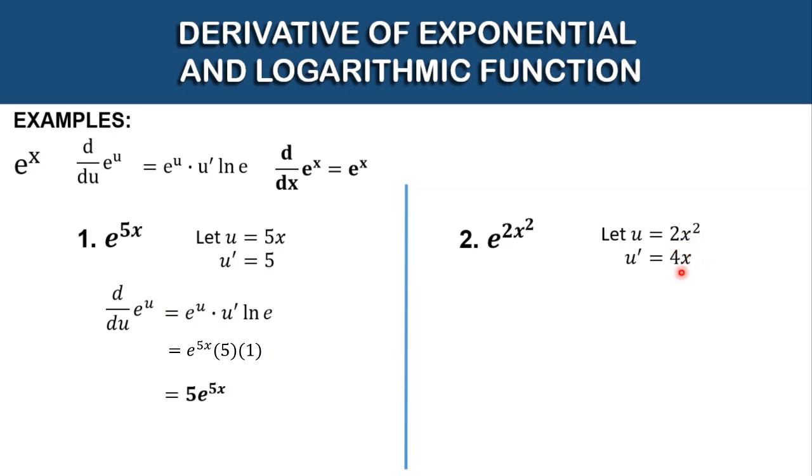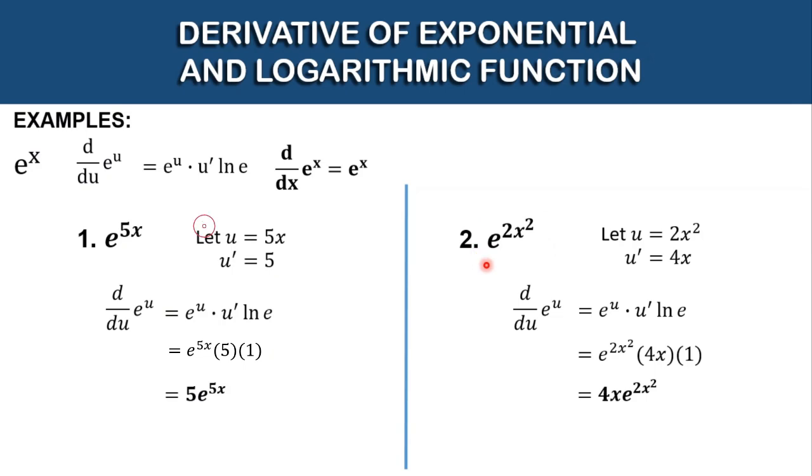Then after having this, let's have our guide again. So d over du of e raised to u is equivalent to e raised to u times u prime times ln e. And substitute lang natin yung values na nakuha natin. Yung e raised to u becomes e raised to 2x squared, yung u prime is 4x, and ln e is equal to 1. Then substitute. This is equivalent to 4x e raised to 2x squared. So this is the derivative of our given.